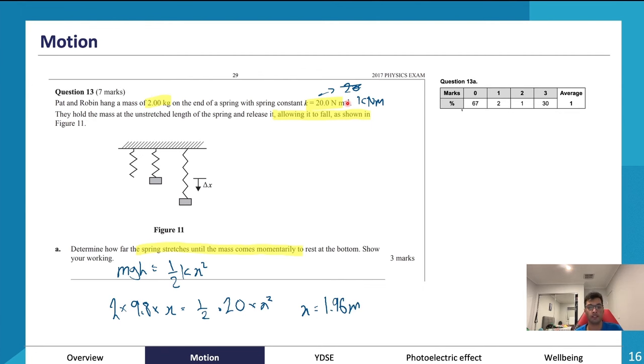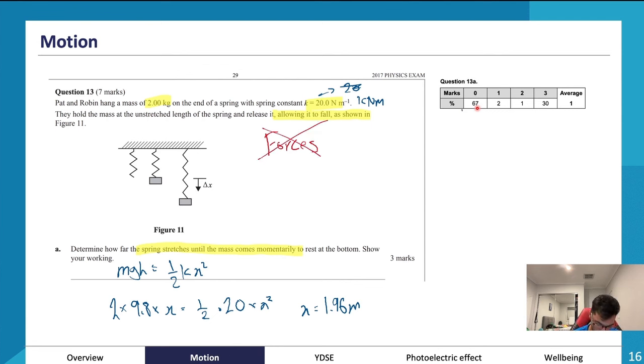Again, if I'm going too fast, just feel free to screenshot this question, take a photo, whatever works for you. So as you can see, this question was not done very well. About 70% of students did not get this question correct. And the reason is because a lot of these students used forces, which is not what you're meant to do.